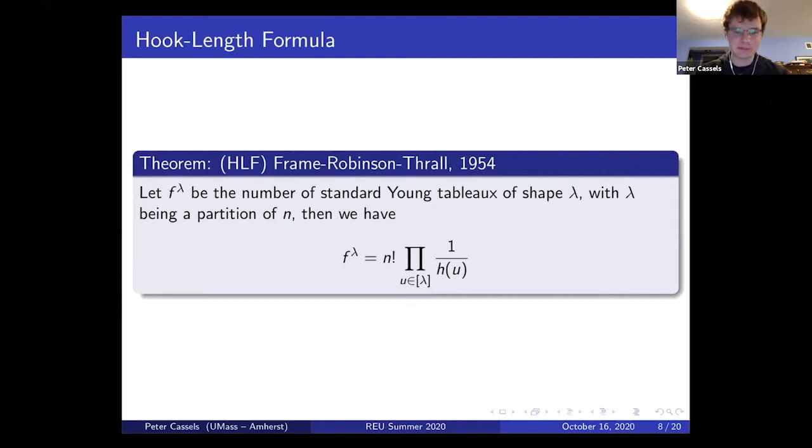There's a famous way to enumerate the number of standard Young tableaux, first given by Frame, Robinson, and Thrall. Then there's an array of other proofs, some simpler than others, including probabilistic proofs, bijective proofs, and algebraic proofs. It gives the number of standard Young tableaux of shape lambda, which is as simple as you could hope: n factorial times the product over the cells of 1 over the hook length.